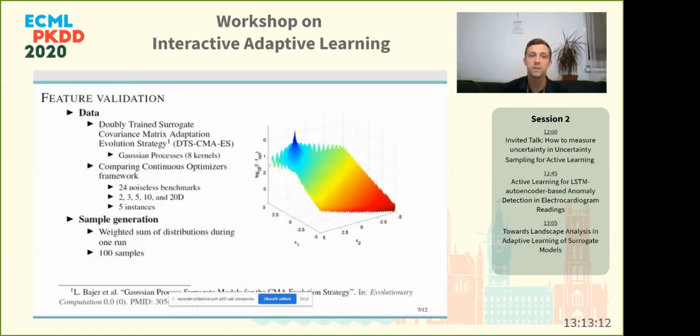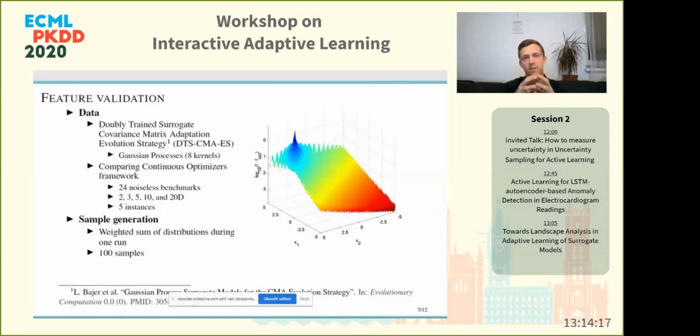How have we done it? We have generated a large amount of data. We have used the doubly trained surrogate covariance matrix adaptation evolution strategy, which is a surrogate assisted version of the state of the art algorithm for continuous black box optimization. This algorithm uses Gaussian processes, and we have used 8 different kernels to generate those data, and we have run them on the COCO framework, which is a framework containing 24 noiseless benchmarks, and we have tested it on 5 dimensions and 5 instances, which are some transformations of the input space.